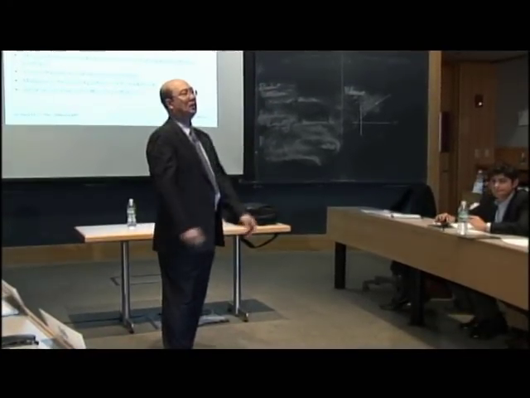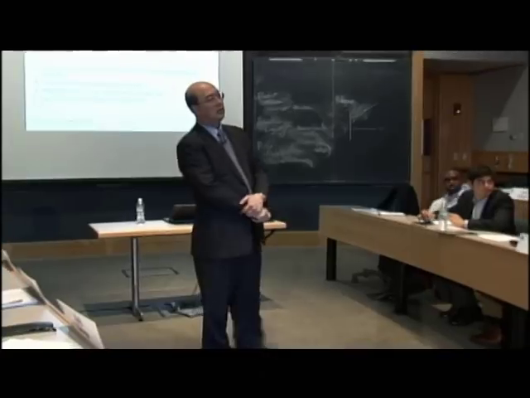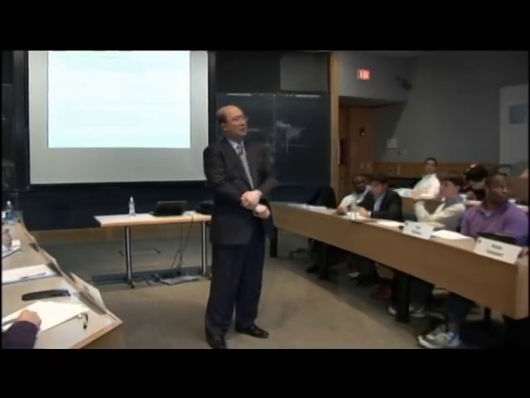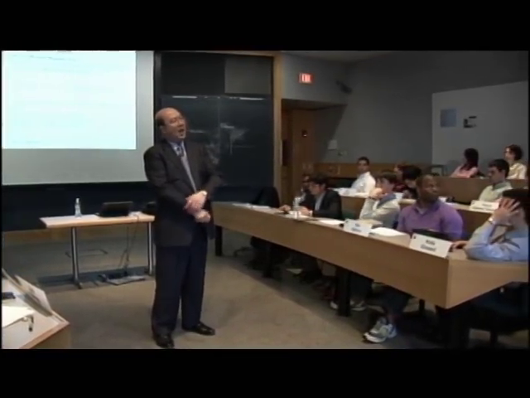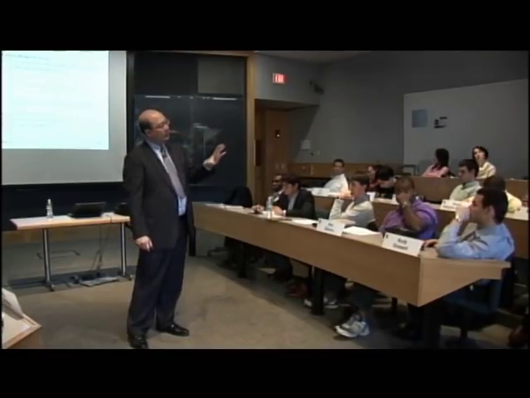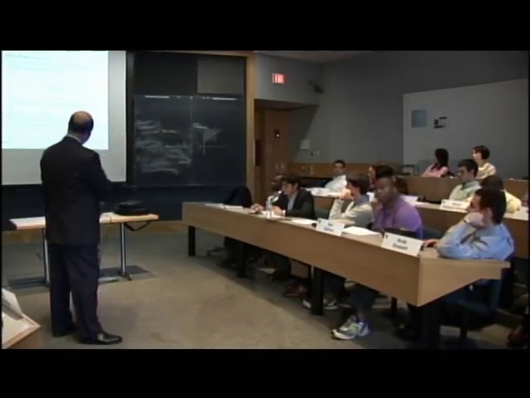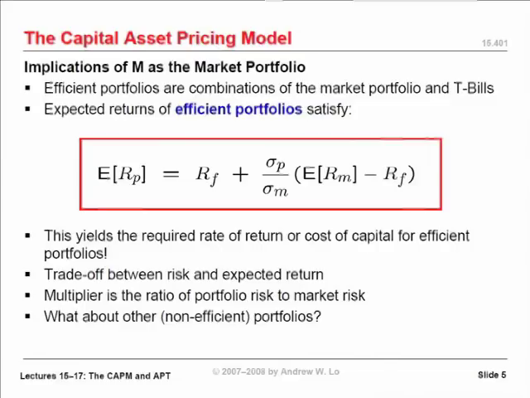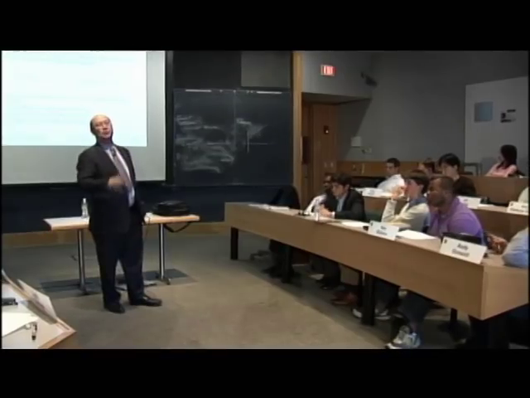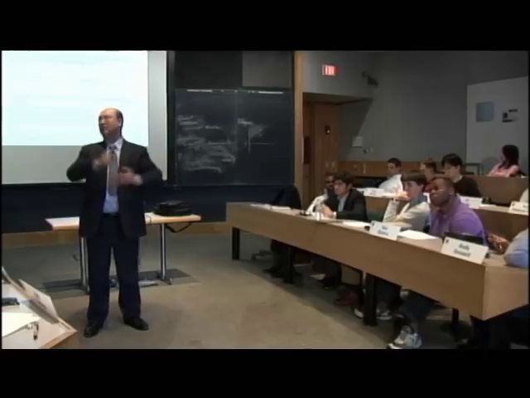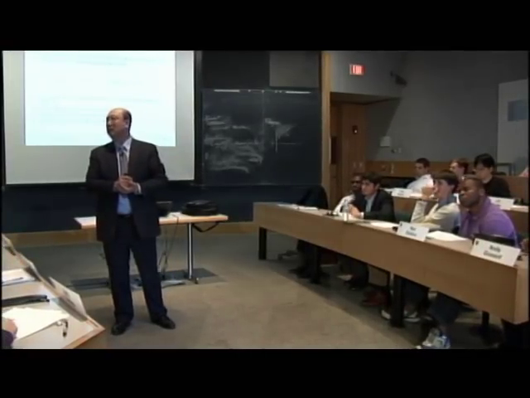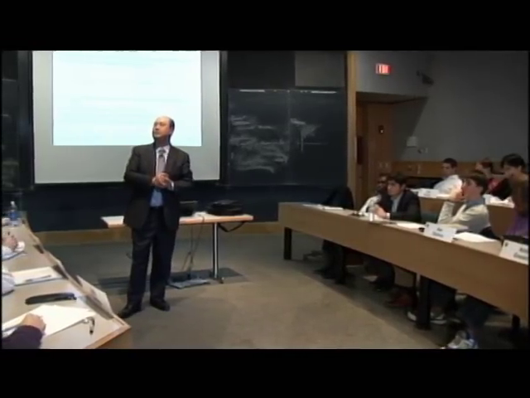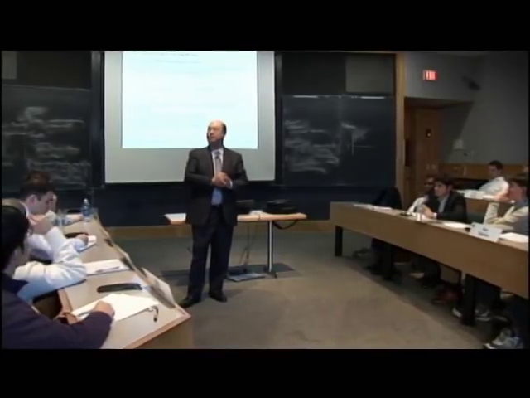Yeah? I think in the last class, we talked about unsystematic risk. No, the unsystematic risk is risk that is not measured by sigma p. So we're going to come back to that. Let me hold off on that for now because I want to come back to it after I finish developing this. There's going to be a connection between systematic and unsystematic risk that's going to come right out of this relationship. Okay?